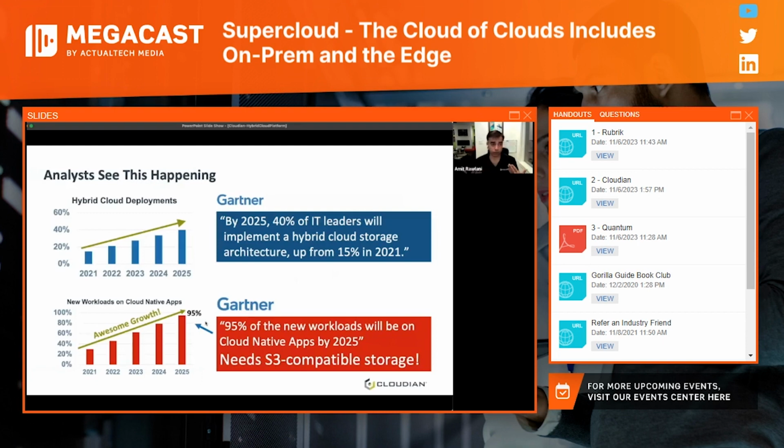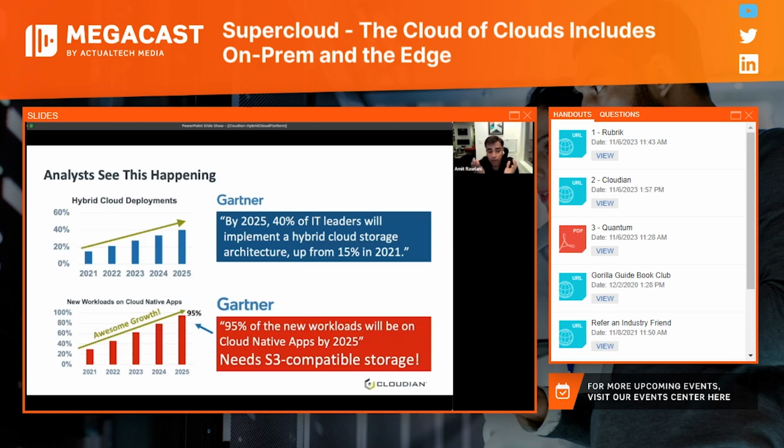And don't just take our word or our customers' word. Look at what analysts are saying as well, right? By 2025, 40% of all surveyed IT leaders plan to implement a hybrid strategy. This is up from 15% in 2021. This is the Gartner survey. And a similar Gartner survey says that by 2025, estimates show that over 95% of new digital workloads will be deployed in cloud-native formats, up from 30% in 2021.